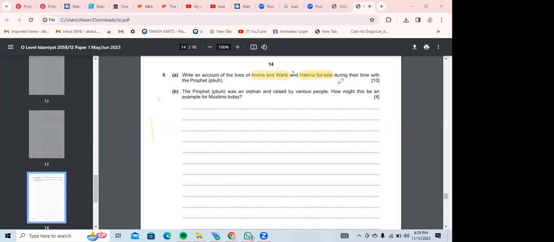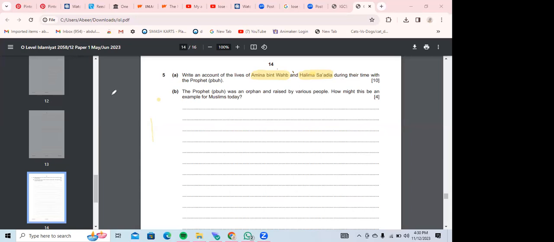We can also, in this question, tell the event when the Holy Prophet's heart was washed. You can also tell that some kids nearby saw that the Holy Prophet's heart was being washed by someone, and they told Halima Sadia about that, and she was shocked. You can also tell about that event as well.